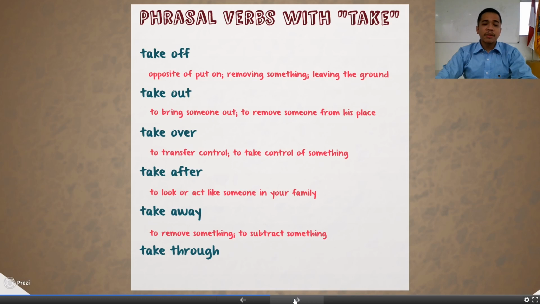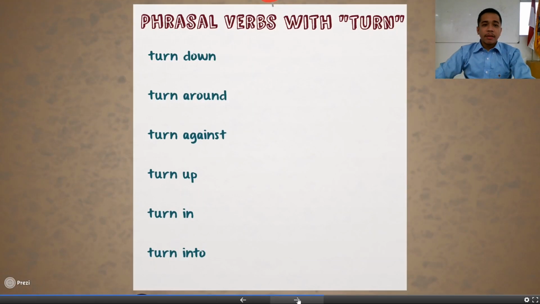And last one, take through, which means to explain something in detail. Like, could you please take me through what happened from the beginning until the end? Alright? Now, what about some phrasal verbs with the word turn?